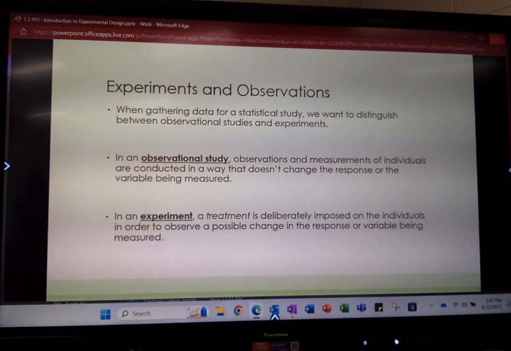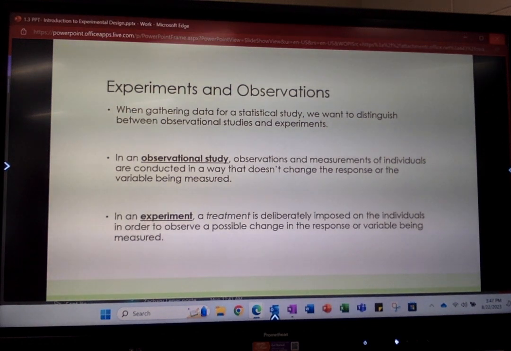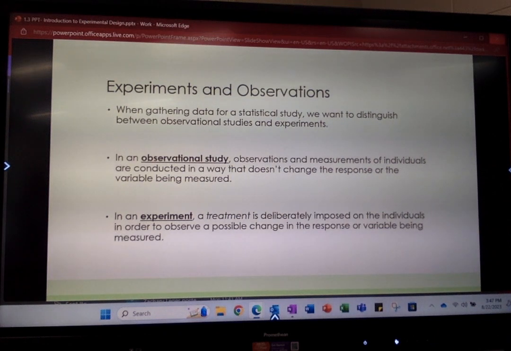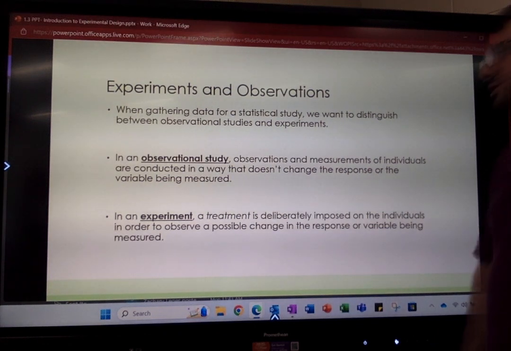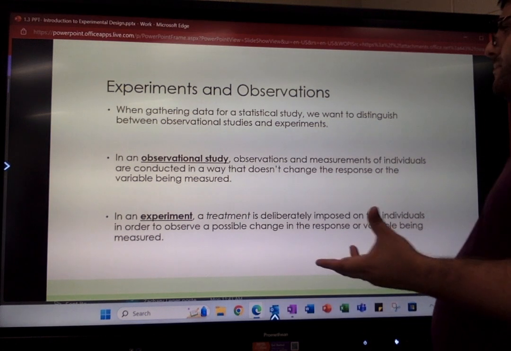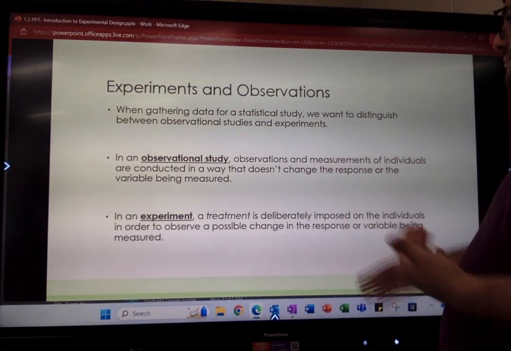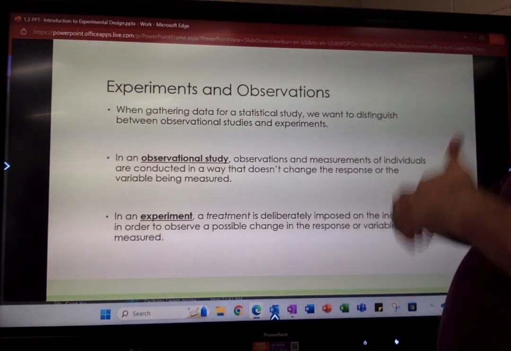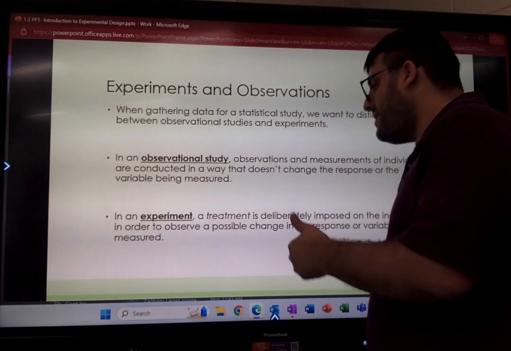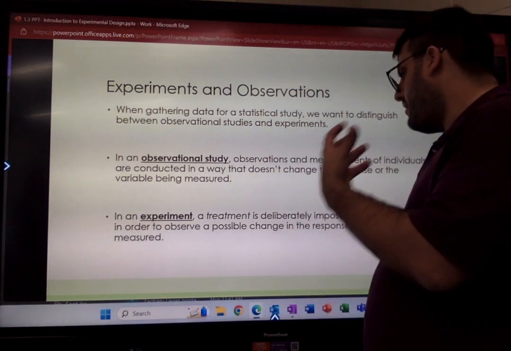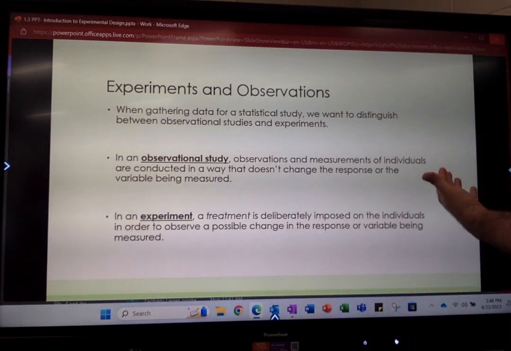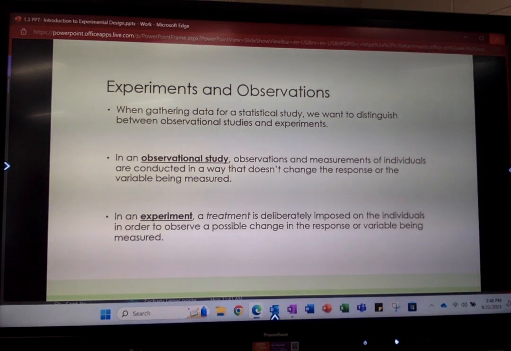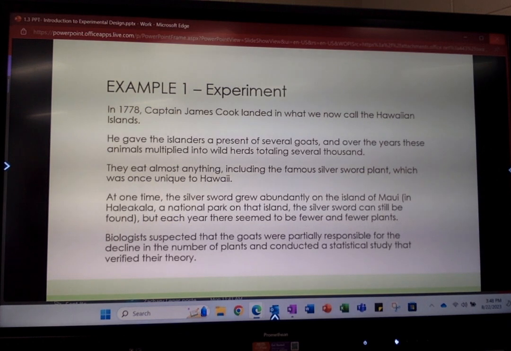And then we have an experiment. In an experiment, a treatment is deliberately imposed on the individuals in order to observe a possible change in the response or variable being measured. So maybe an experiment is a little bit more upfront than an observational study. Because remember, in an observational study, we want to make sure that we don't conduct ourselves in a way that changes the response of the variable that's being measured. In an experiment, you're looking for a change. You're deliberately imposing a treatment to bring about a change in the response or change in the variable that's being measured.